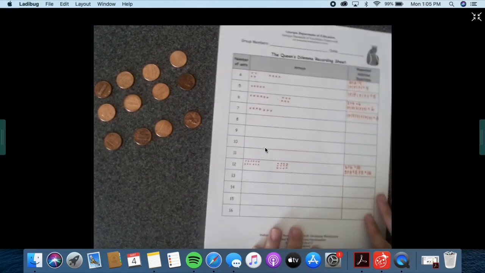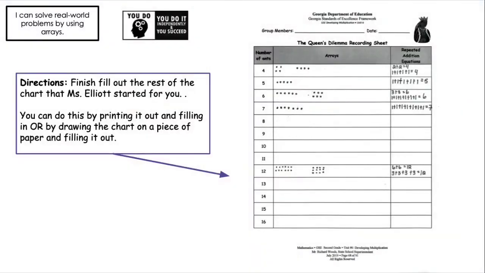So now it's your turn. Let's look at the you-do for today. So you will finish filling out the chart that I have created during the mini lesson. You can either do this by printing out this chart and filling it in, or you can draw the chart on a piece of paper and fill in the rest. We can't wait to see your work, and we will see you soon.